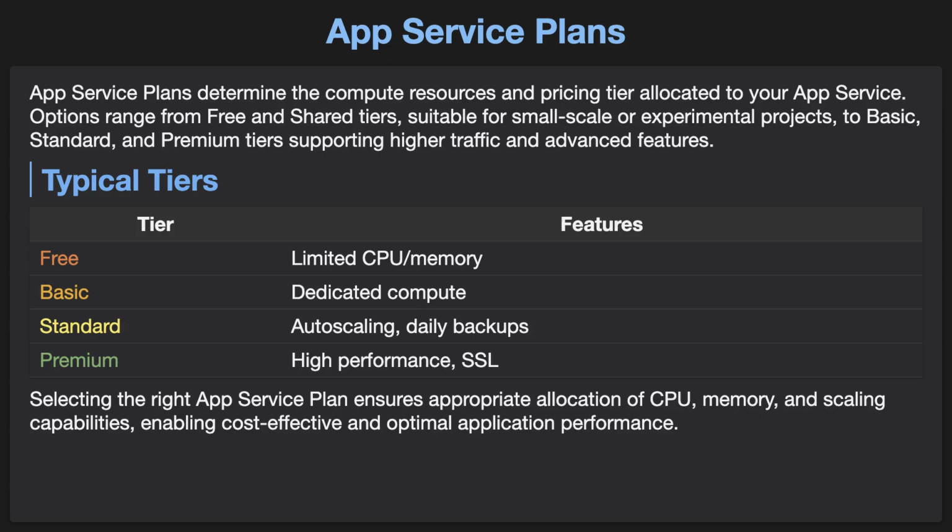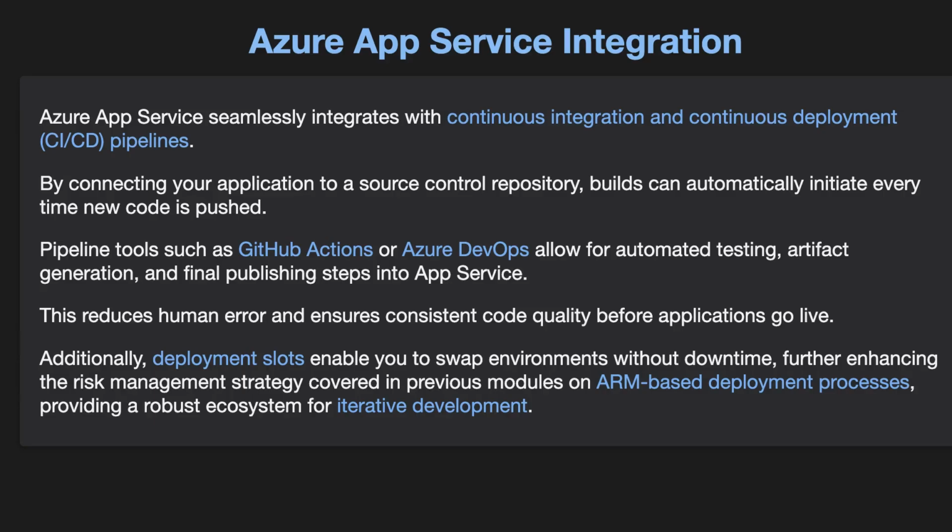application performance. Azure App Service seamlessly integrates with continuous integration and continuous deployment (CI/CD) pipelines. By connecting your application to a source control repository, builds can automatically initiate every time new code is pushed. Pipeline tools such as GitHub Actions or Azure DevOps allow for automated testing, artifact generation, and final publishing steps in an app service. This reduces human error and ensures consistent code quality before applications go live.